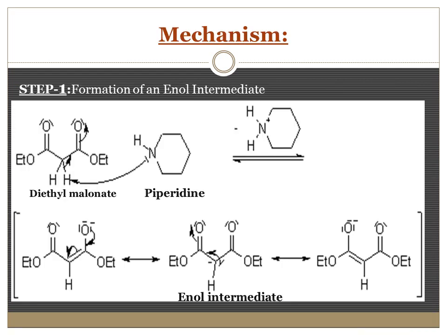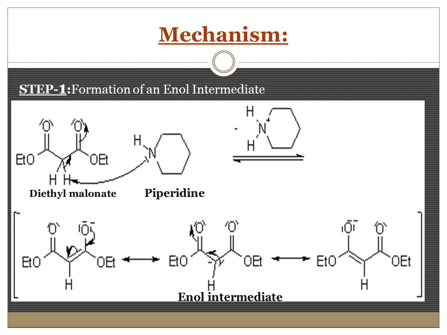Moving on to the mechanism, here there are two steps. The first step is the formation of an enol intermediate. In the first step you are taking the starting material, which is diethyl malonate, and treating it with the base, which is piperidine. In the piperidine structure you have NH and a lone pair of electrons on the ring. It is a heterocyclic compound which will act as a base.